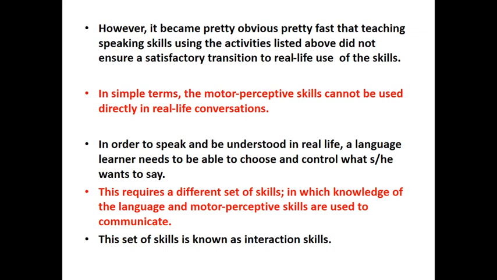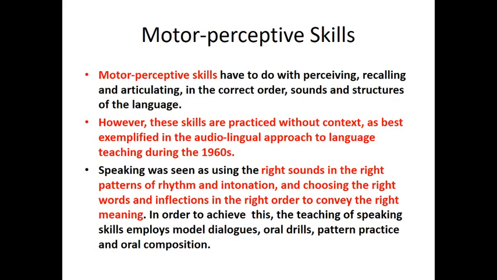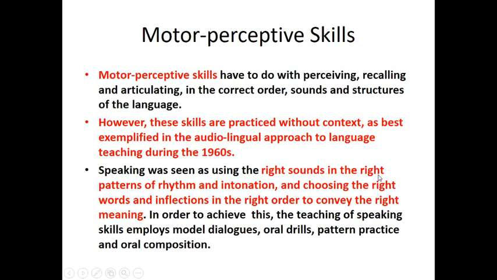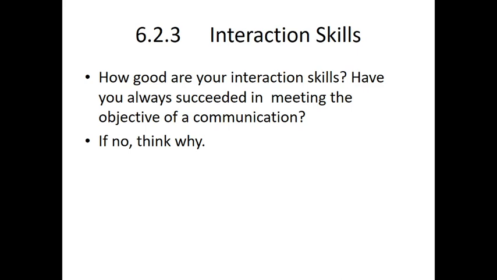In order to speak and be understood in real life, a language learner needs to be able to choose and control what he wants to say. This requires a different set of skills in which the knowledge of the language and motor perceptive skills are used to communicate. This set of skills is known as interaction skills. See, we are going back. See, two basic skills, motor perceptive and interaction skills. So, we are going to more interaction skills.